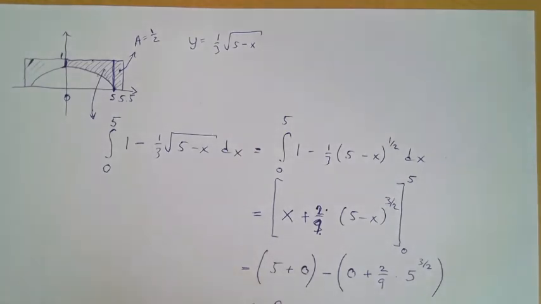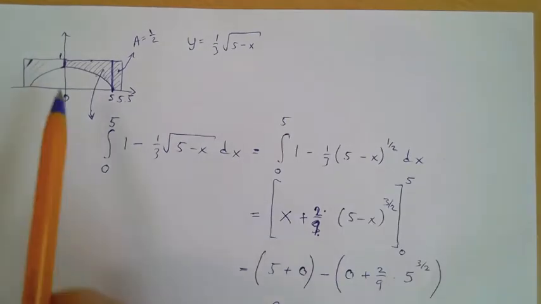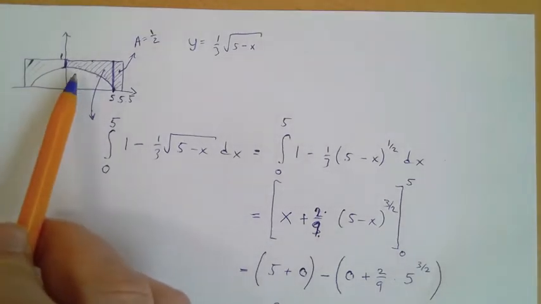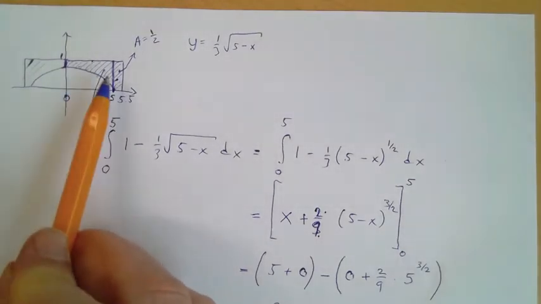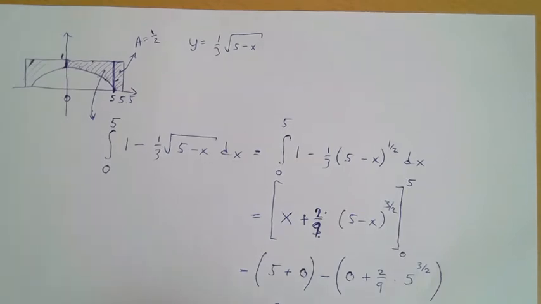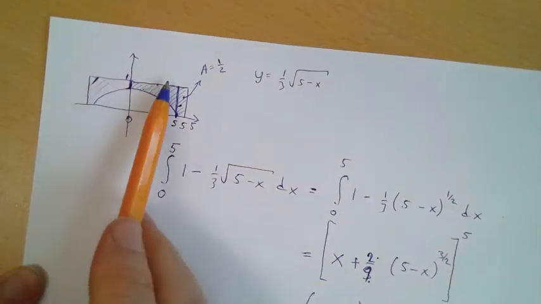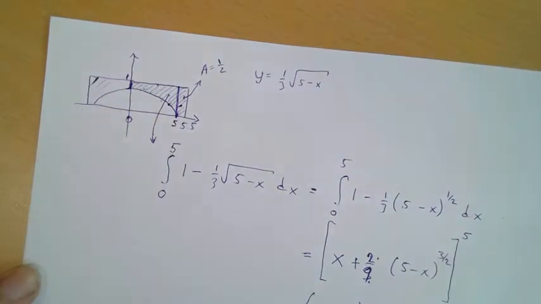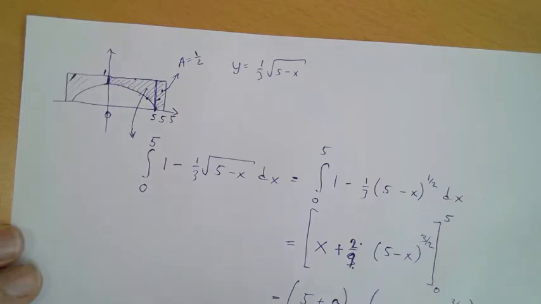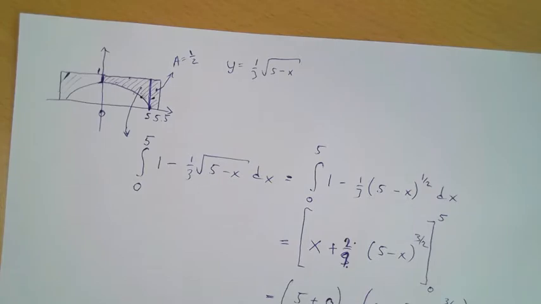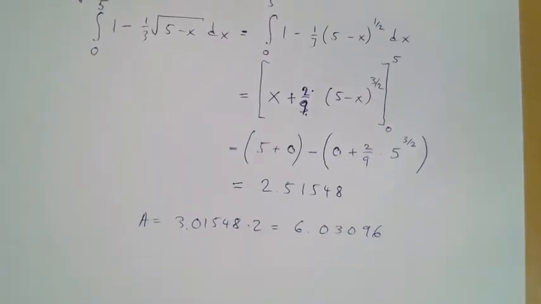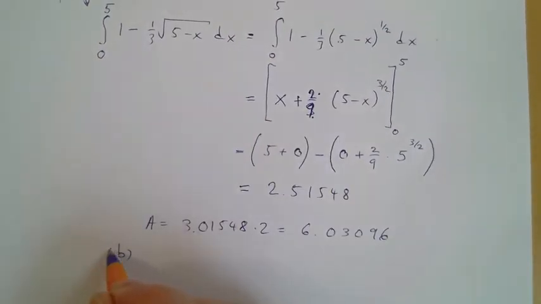So what it means is that the area is 2 plus 2.51548 plus 1/2. So area equals 3.01548. And so the entire area of this section here is twice that. I'm going to multiply by 2. It's equal to 6.03096. So that's the answer for question A. Question B and C are much shorter.